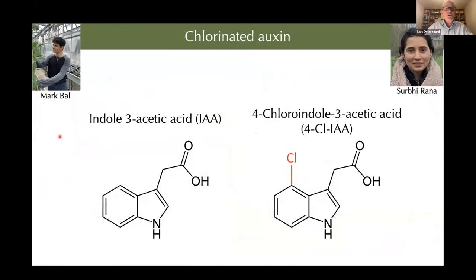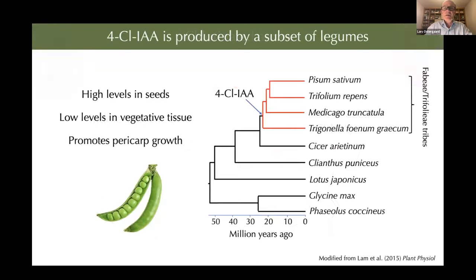Also, peas produce auxin. And I want to show you a little bit about some preliminary work we are now doing with a different auxin, a halogenated auxin, an auxin that pea produces that has chlorine attached to its position 4, and therefore we call it 4-Cl-IAA or 4-Cl auxin. This is a molecule that is not produced by many species in nature. In fact, it's only a subset, a subclade within the legume family, that produces this auxin variant, 4-Cl-IAA.